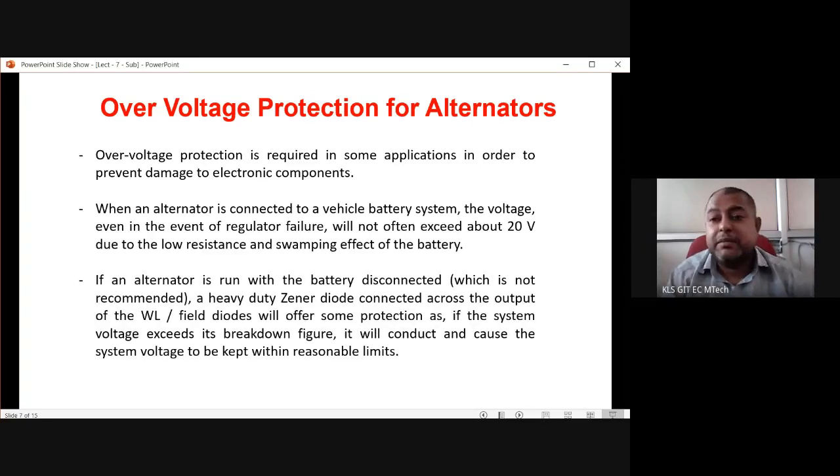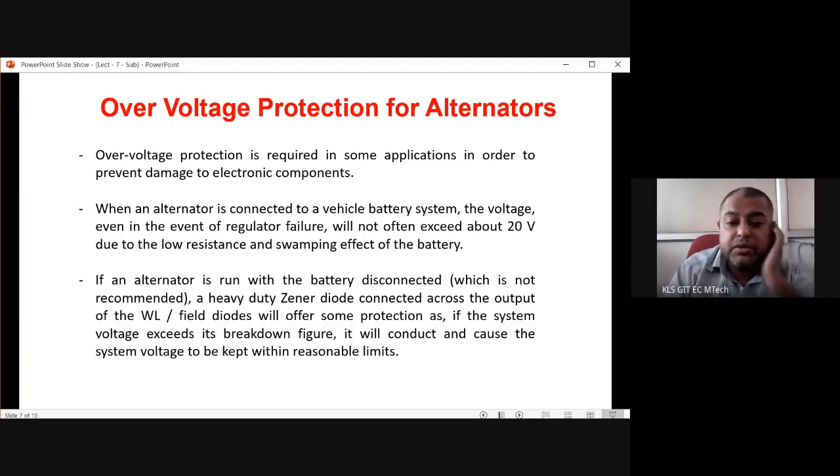That can also damage the other components, if an alternator is run with the battery disconnected, which is not recommended. Remember, battery-disconnected operation of an alternator is not recommended, but just to test the alternator performance, sometimes we can disconnect the battery and run the alternator.